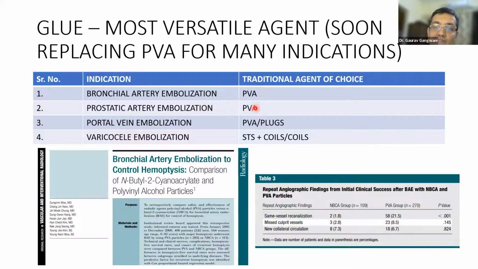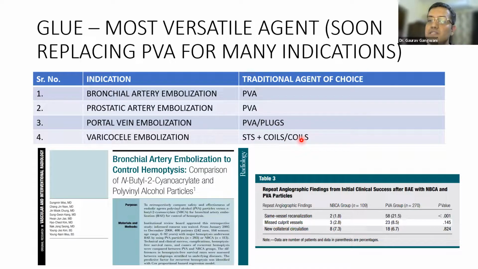if you use glue, because it forms a very hard cast, unlike PVA where fibrobronchiectasis can cause recanalization. We have just started mastering prostate artery embolization, and now already there are papers which say that glue can replace PVA, reduces radiation dose, reduces fluoroscopy time, and it's a very fast acting agent. In portal vein embolization, glue has completely replaced PVA plugs. In fact, studies are saying that it causes more organ shrinkage of the liver to cause compensatory hypertrophy of the opposite lobe. And in varicocele embolization also, STS plus coils has become a very comfortable agent for many.